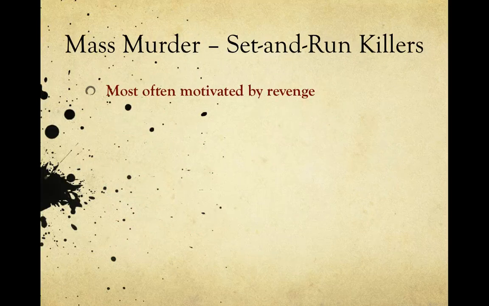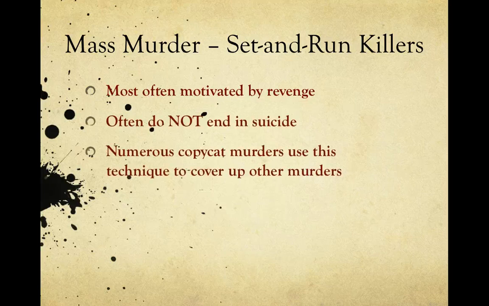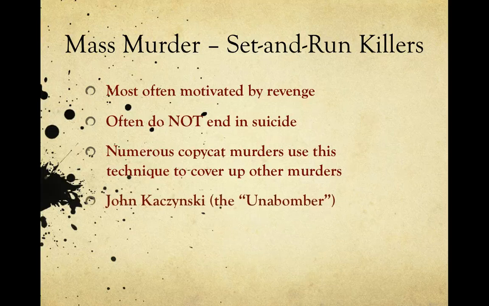Similar to other categories, set-and-run killers are also motivated by revenge, but they don't typically end up in suicide. These killers often go to great lengths to procure their escape and usually don't observe the consequences of their actions. Sometimes copycat murderers will use this technique to cover up other murders. Overall, this type of killer may have particular victims in mind, but they also don't mind killing innocent people in the process. John Kaczynski, also known as the Unabomber, is an example of a set-and-run killer.